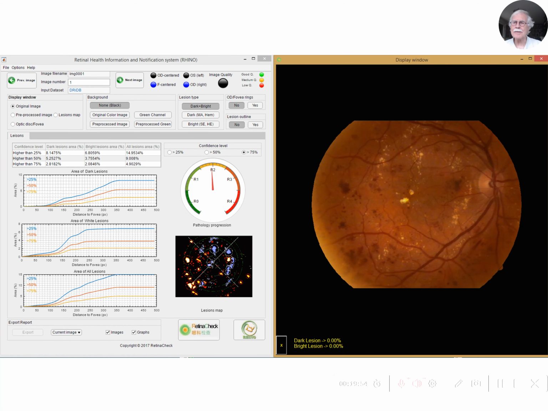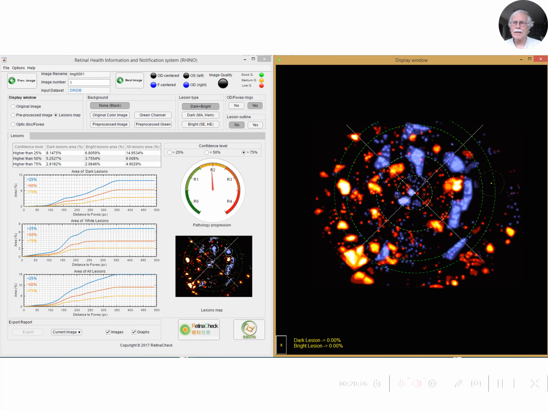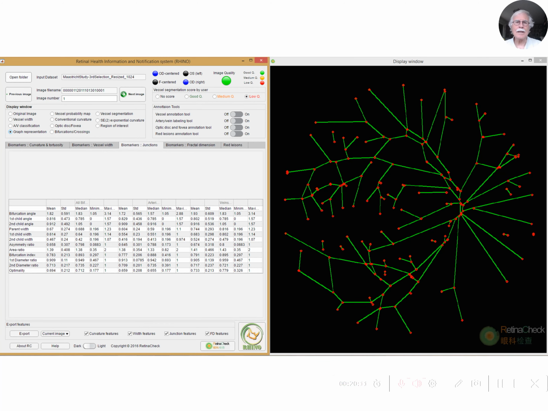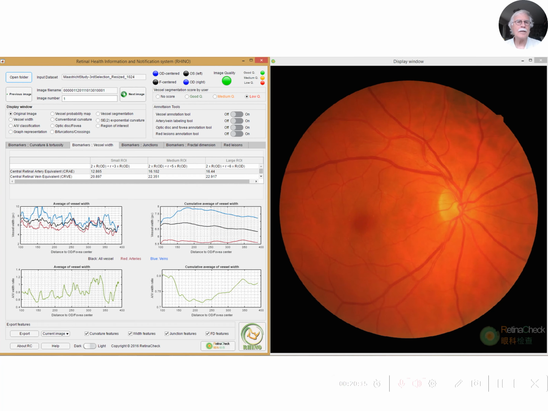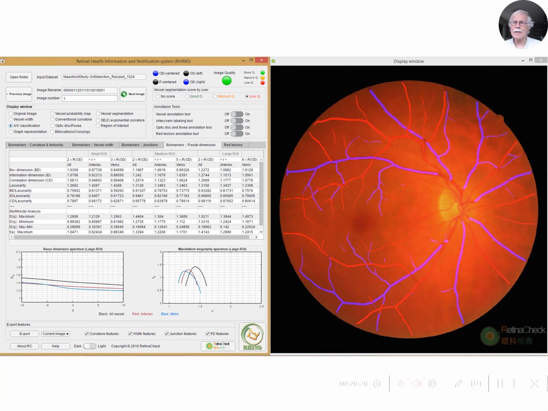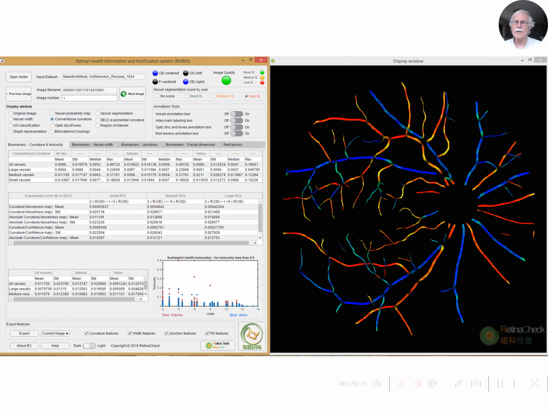Here we see the different deposits that were from a leaky blood vessel. If the leaked blood is absorbed, we have all kinds of calcium and fatty deposits left over, and we could quantify them, and you could nicely see them. We could analyze the blood vessel patterns, bifurcations and crossings. We could analyze the optic disc. We could analyze the arteries and the veins separately. Here we have the arteries and the vein curvature separately.